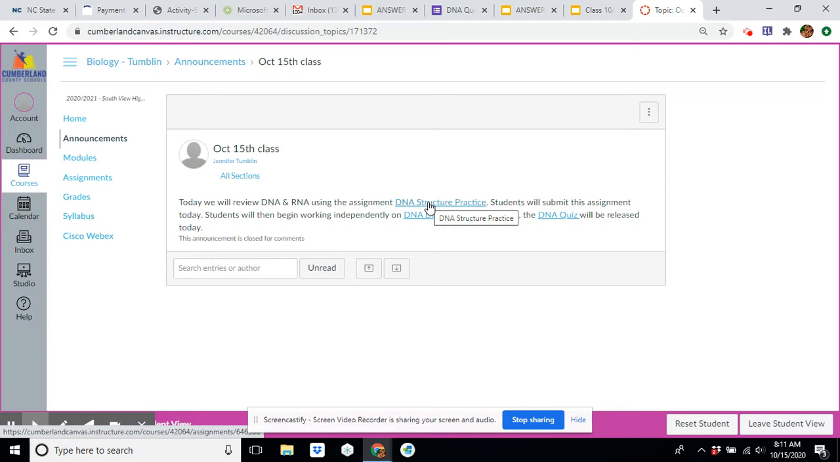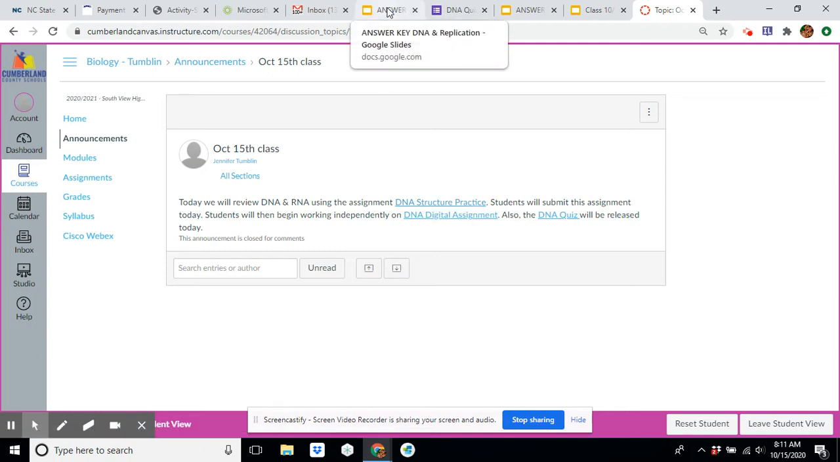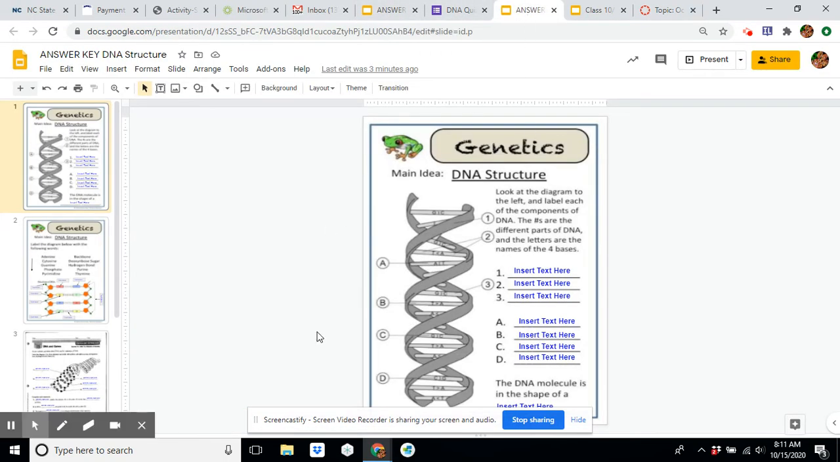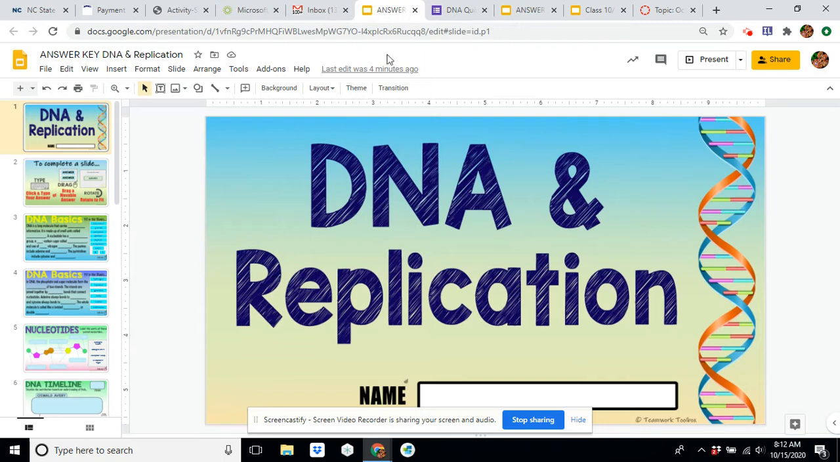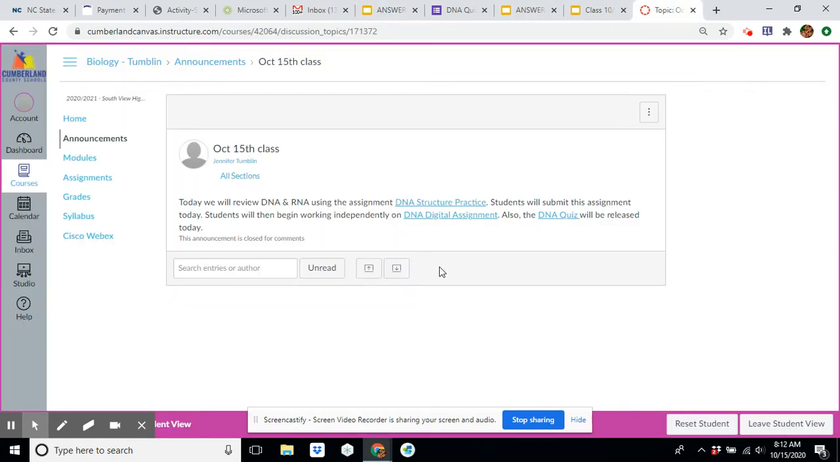If you open that up, you can click on that directly from here to get to your Google. So that is going to be right here. We're going to come back and complete that together in just a second. Once you are done with that, you will be able to submit it today, and then you will be able to work independently on this DNA digital assignment, similar to what we've done before with the cell cycle. If you look at this assignment, you can click that and you will get this DNA and replication. Okay, so you'll be able to work on that as well.